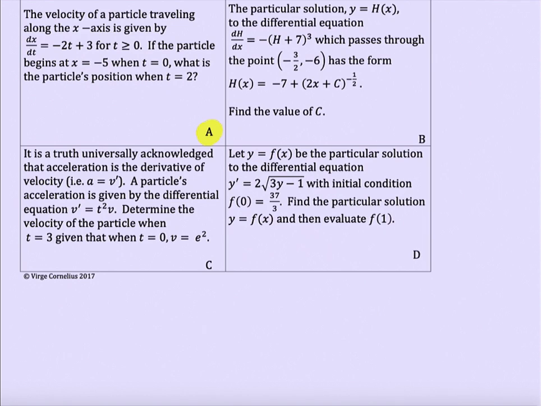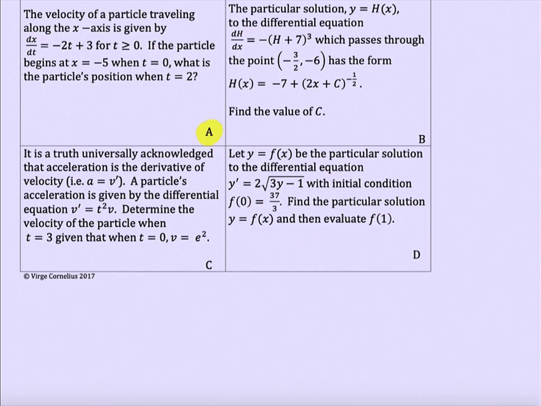The velocity of a particle traveling along the x-axis is given by dx/dt equals negative 2t plus 3. And so our job, I should say our first job, is to decide whether that differential equation is using the independent variable, the dependent variable, or both. It's not a hard question to answer.